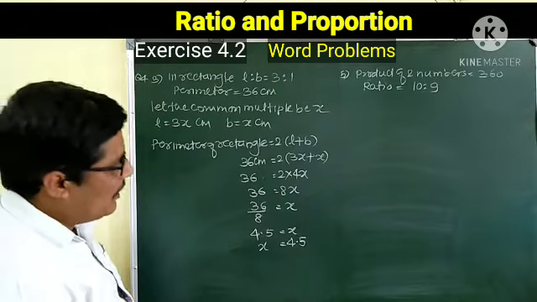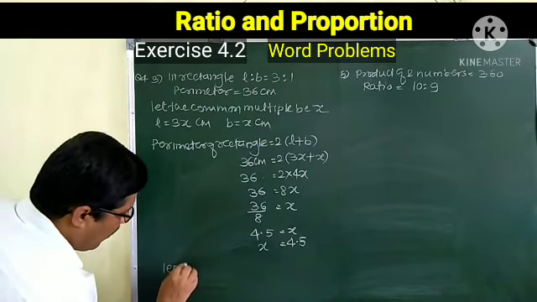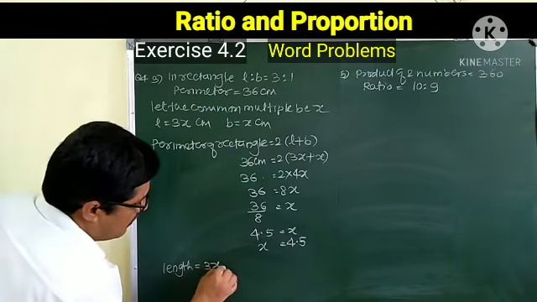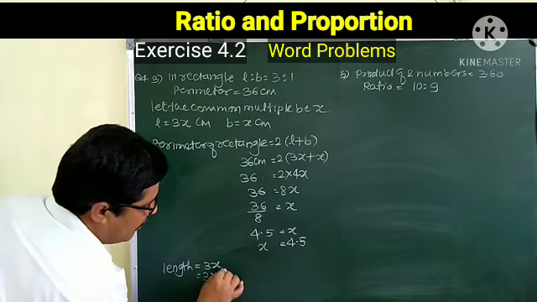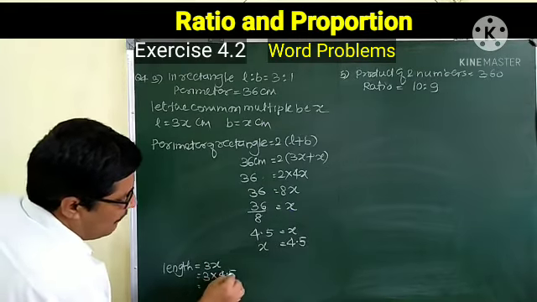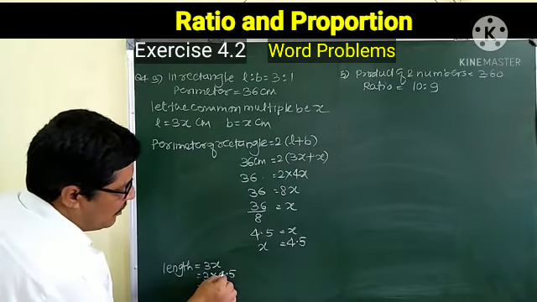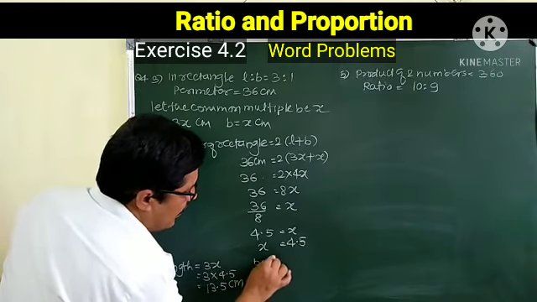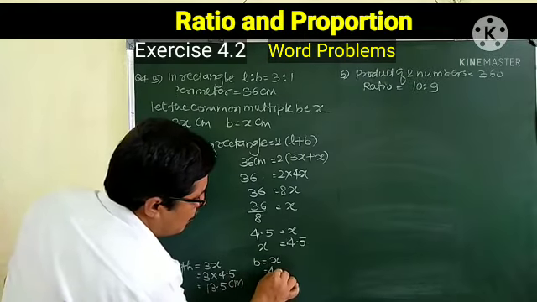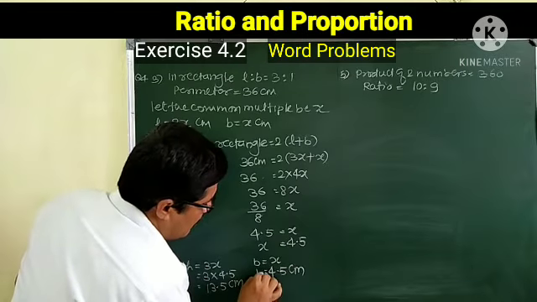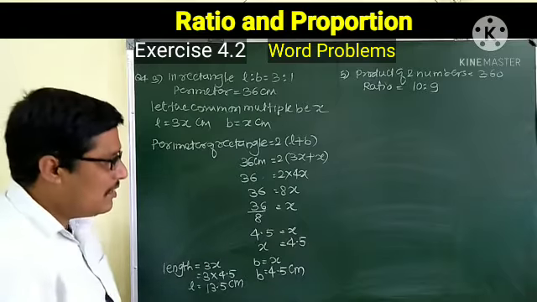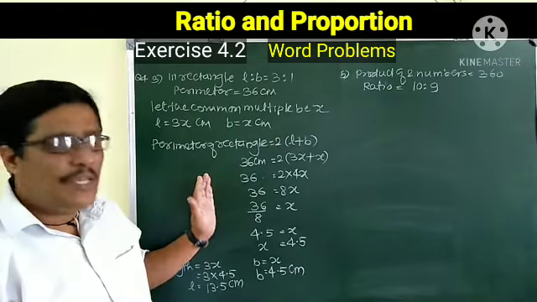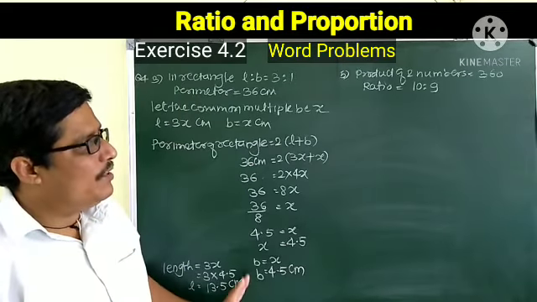Now we have to find out length and breadth. So length is equal to 3x, that is 3 multiplied by 4.5. So 3 5s are 15, carry 1, 3 4s are 12, plus 1, 13, 13.5 centimeter, and breadth is equal to x, that is 4.5 centimeter. So lastly we can write the answer in a sentence. See, when the example is in words, then we have to write the answer also in words. That we have to follow.